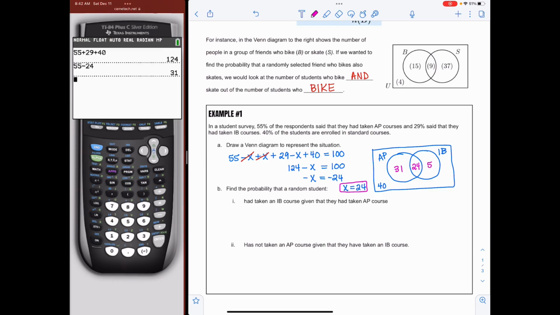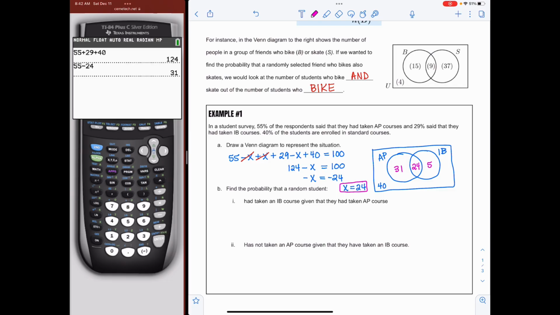All right, and I can know that everything works out because it says 55% of the respondents say they had taken AP courses. Well, if I add the numbers inside of the AP circle, I get 55. 29% said they took IB courses. If I add 24 and 5 inside of the IB circle, I get 29. And 40 students said they were enrolled in standard courses, so I'm good.